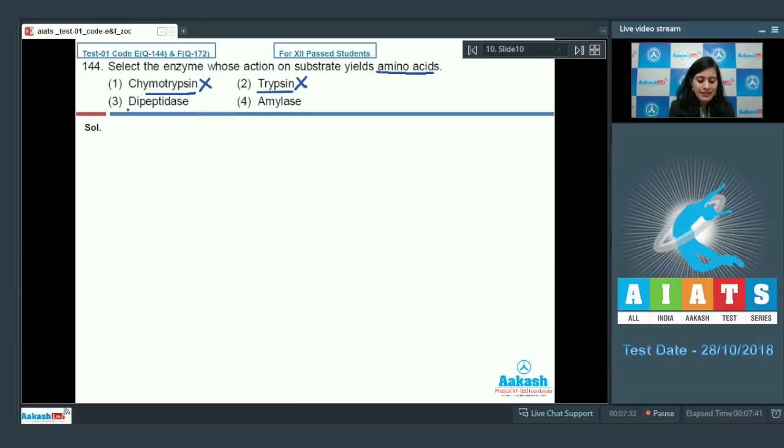The third option given is dipeptidase, and we know that the proteins after digestion by these enzymes like chymotrypsin and trypsin will form peptides, and this protein digestion completes by the action of dipeptidases, which splits dipeptides into single amino acids. So the correct answer for this question is option number 3 because dipeptidase will yield amino acids. The last option given is amylase, and amylase will act on starch and it will split this polysaccharide into smaller fragments. So this cannot be a correct answer. So the correct answer for this question is option number 3. Let's move on to the next question.